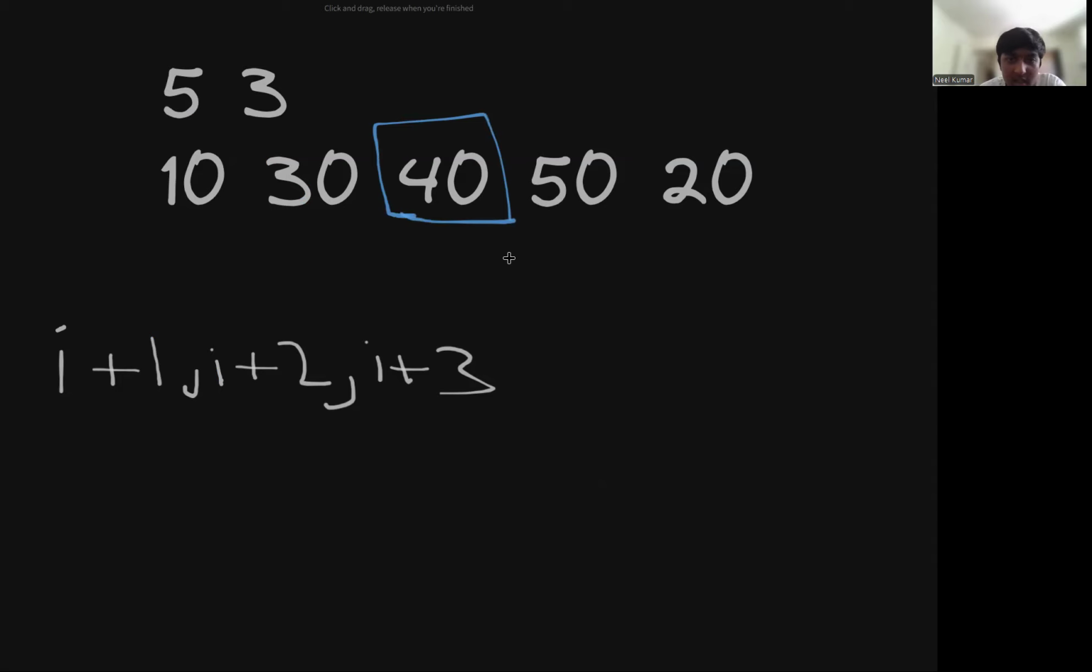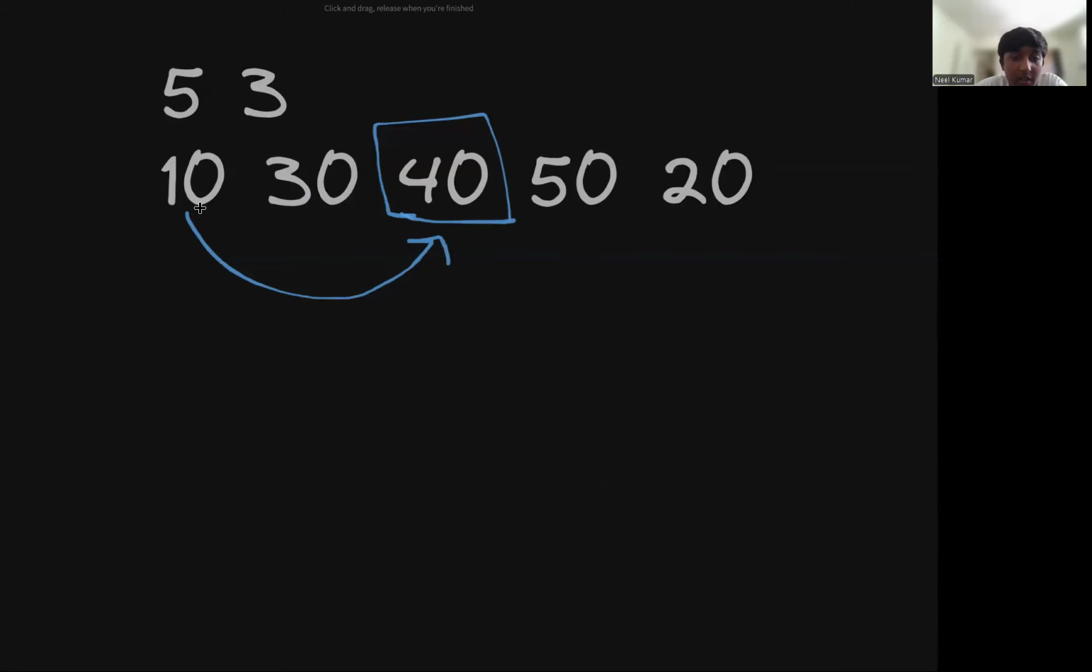Because this has limited examples, there's only a couple ways to do this. Either you can go from 10 straight to 40, or you can go from 10 to 30 to 40. Those are your only options. So which one's better? Well, going from 10 to 40 is a cost of 30. And going from 10 to 30 is 20, and if we add that to going from 30 to 40, we get 30 again. So it turns out here, both options of getting to 40 are the exact same, which is 30. So 30 is the minimum cost to get to 40.